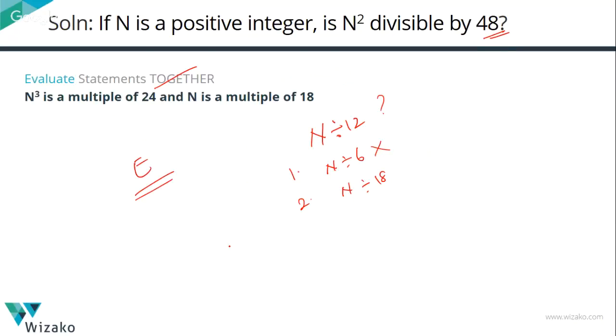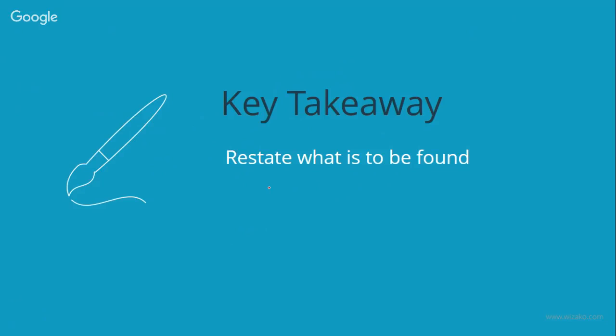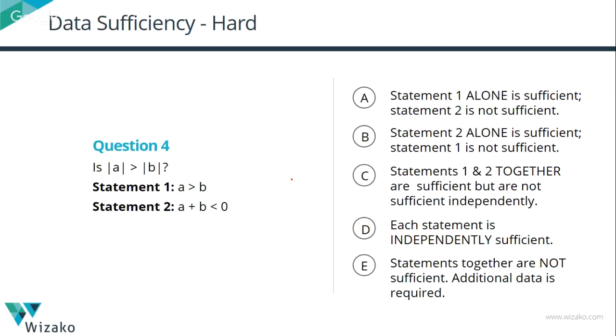So the crux of what I want to leave you with, the takeaway from this question, is: restate what is to be found out. Restate the statement to make sense. If it says, is n square divisible by 48? Essentially, it boils down to, is n square divisible by 144? Translating to, is n divisible by 12? Move on to the next one.